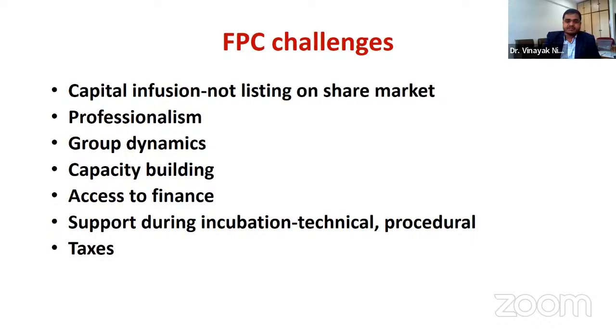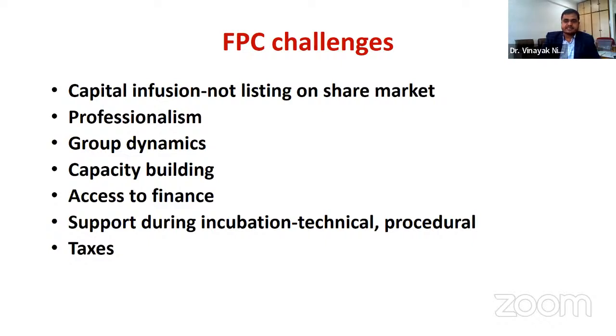Group dynamics, different religions, castes, politics, all these things are there, and this is difficult to manage at the village level. Capacity building also: though we are forming these FPOs, the directors don't know about the technical aspects, and most of them also don't know about the procedural aspects. In that respect, capacity building is lacking.